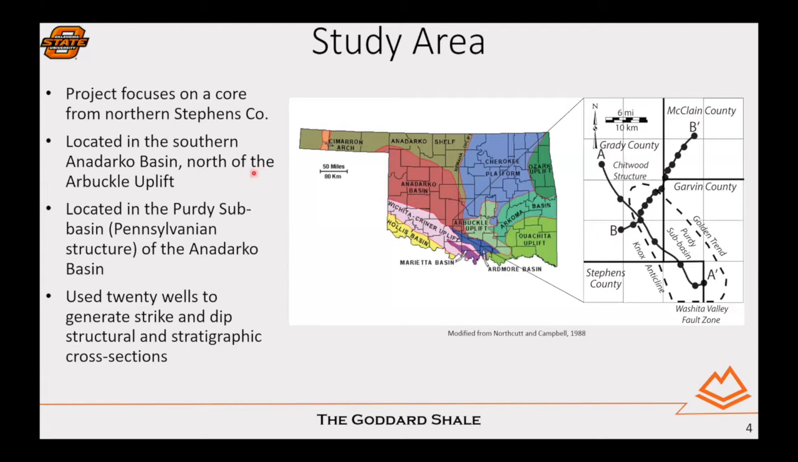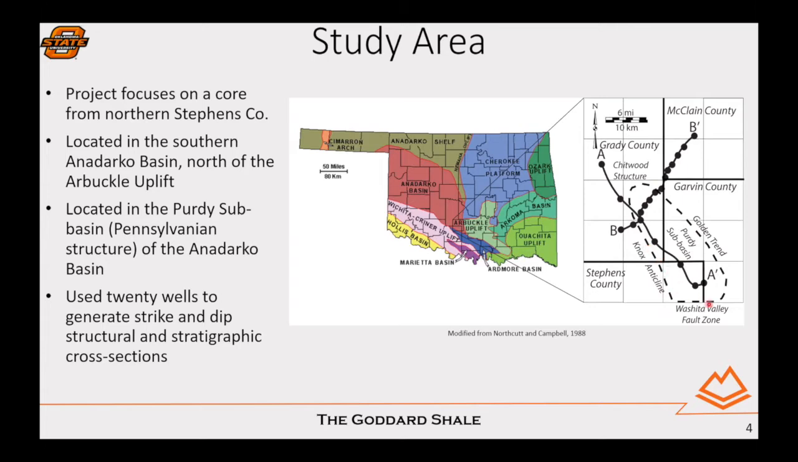Now, here we have a basic map of Oklahoma that shows our basins and uplifts, okay? And in the window, we can see northern Stevens County, southern Grady County, part of McLean, and part of Garvin County. Now, this project focuses around a core that was taken from this well here in northern Stevens County that's in the southern part of the Anadarko Basin.